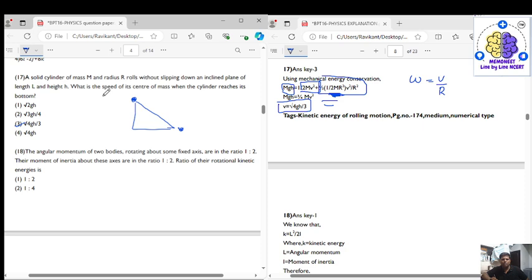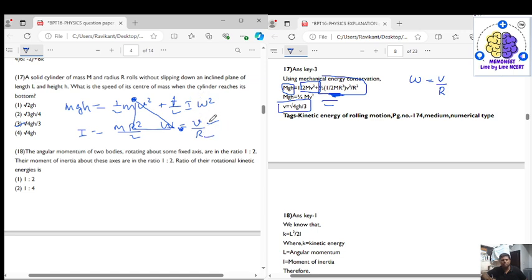So what we have used here is the law of conservation of energy, that is m g h at the highest point is equal to half m v square, that is translatory kinetic energy, plus half I omega square, that is rotational kinetic energy. I is equal to m r square by 2, and omega is v by r. v and r are given in the question.